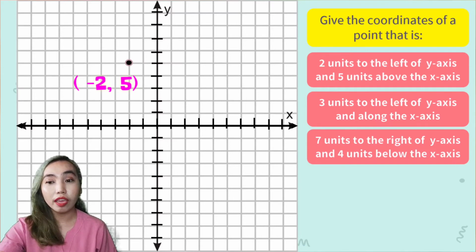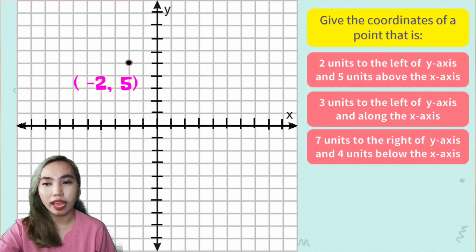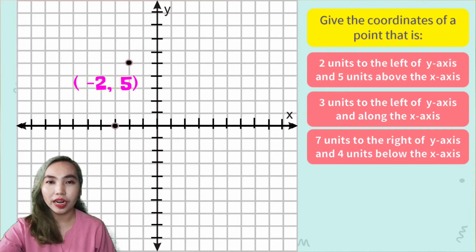Next, 3 units to the left of y-axis and along the x-axis. So that will become 3 units, so 1, 2, 3, along. When we say along, it lies on the x-axis. So, there will be our point. And the coordinates are (-3, 0).